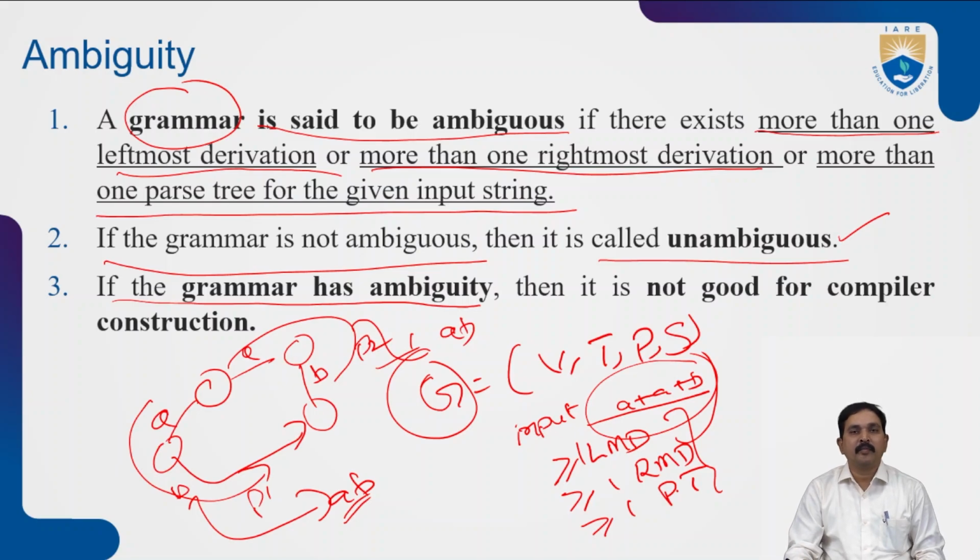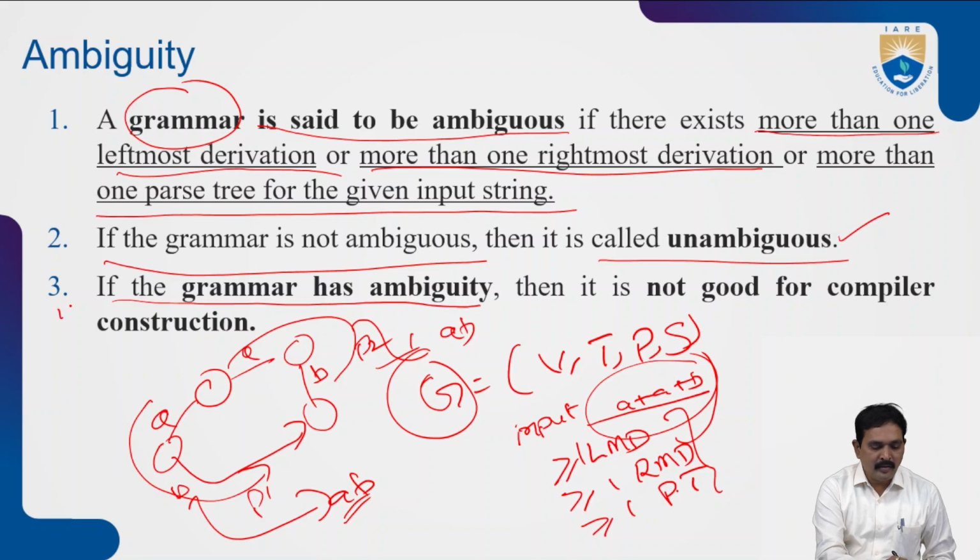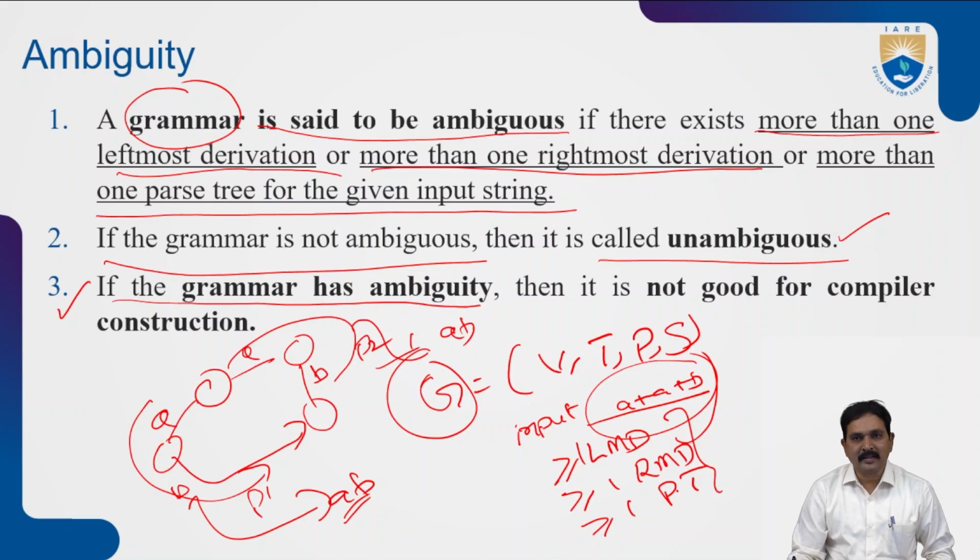So the basic problem is complexity. The complexity of the finite automata is increased, so the complexity of compiler construction also increases. That's why we should be very careful about our grammar. Any grammar you take should be an unambiguous grammar only. Suppose you take an ambiguous grammar, then we have to increase the complexity of the compiler construction. That's why the last point is we should remember that if the grammar has ambiguity, then it is not good for compiler construction. These are the ideas regarding ambiguous grammar.